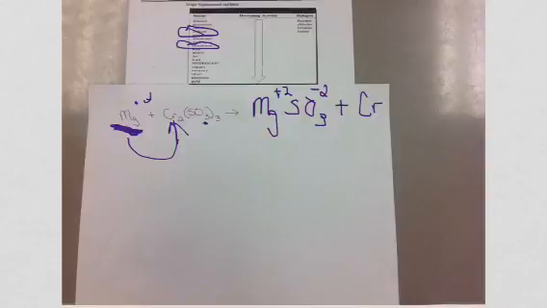Then I go through and make sure that you erase any charges that you've written in, and you balance your equation. So 3 sulfites, 3 magnesiums, 2 chromiums, and it's balanced. And that's how you do a single replacement reaction.